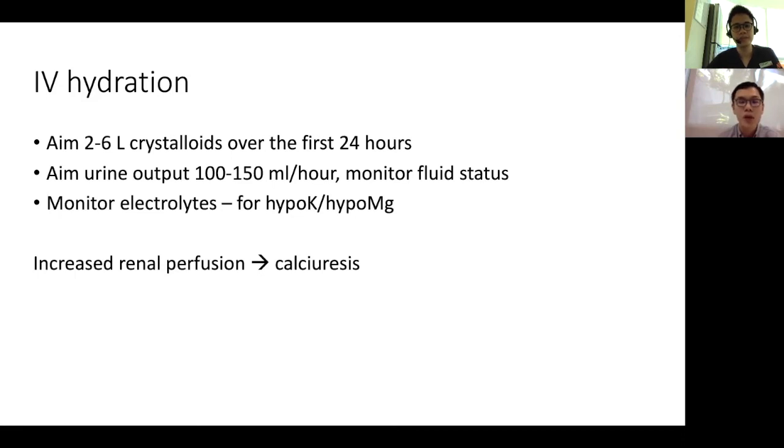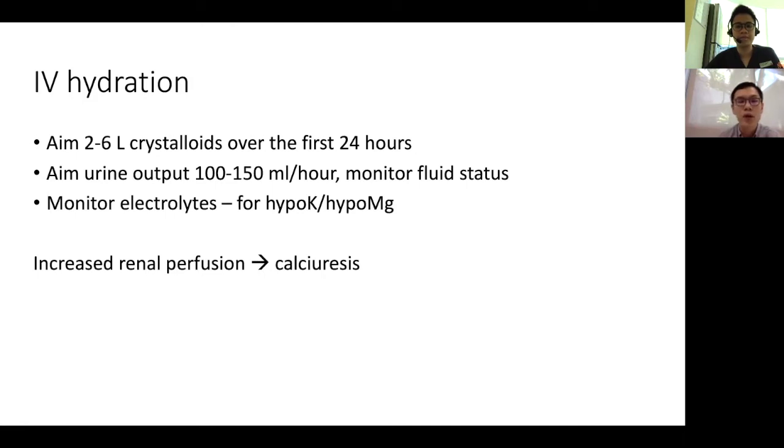So the endpoint that we look out for would be the urine output to try and maintain a decent amount of urine coming out at 100, 150 mils per hour if they don't have any renal impairment. And then we want to monitor the fluid status closely. Now, of course, if the patient has impaired cardiac or renal function or is a very elderly patient, then you want to be more judicious with the fluids and then reassess them frequently to see if you are giving enough or do we need to give a bit more and so on.